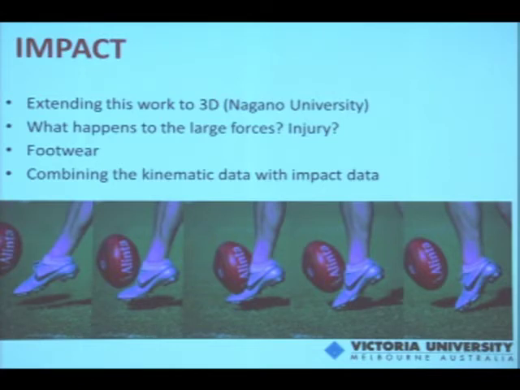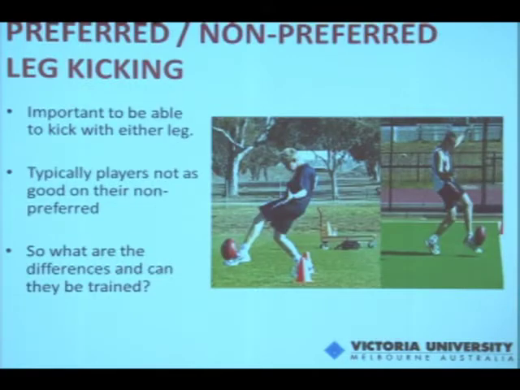So our future work with impact, we're going to extend it to 3D with Hero. It's an important next step. He's done this work in soccer. We need to do this with a punt kick. We need to figure out what happens to these large forces. Is there an injury link? Since doing a lot of work with footwear, tying that into this work as well will be beneficial, and definitely combining the kinematic data with impact data to get a complete picture of what's happening is important.